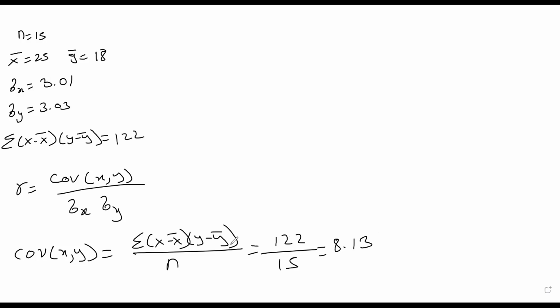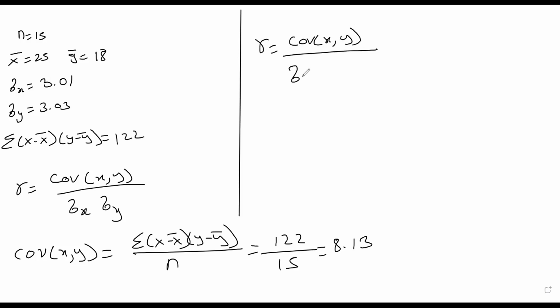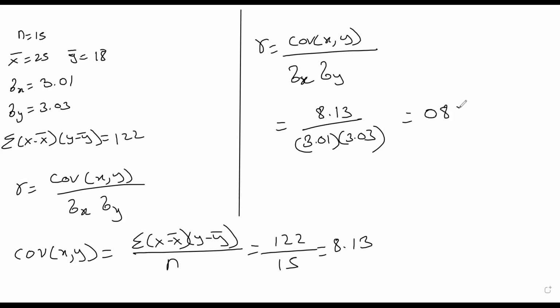Now r, that is correlation coefficient, is covariance of XY upon standard deviation of X, standard deviation of Y. So covariance is 8.13 upon 3.01, 3.03. So if we solve this, it is 0.89.